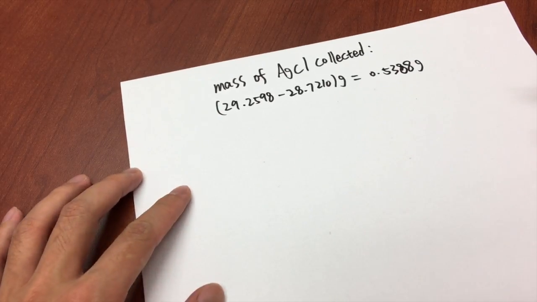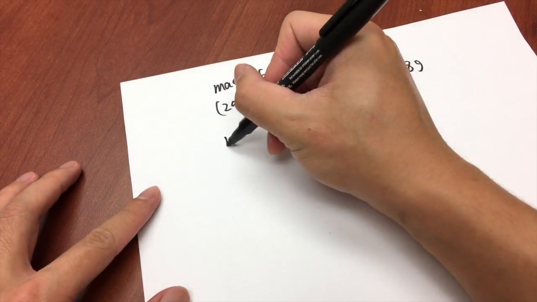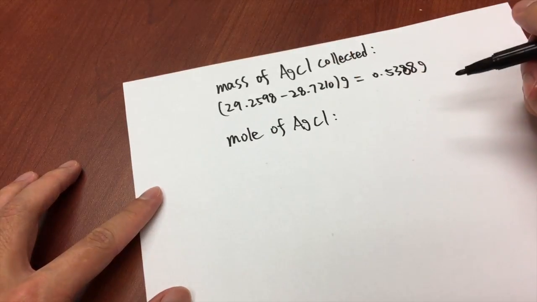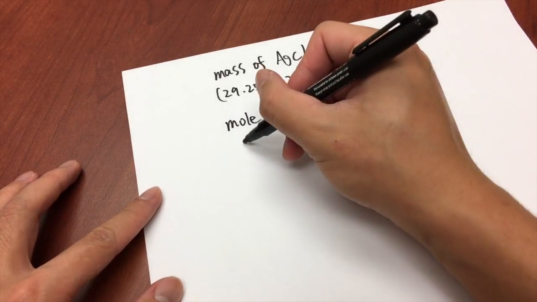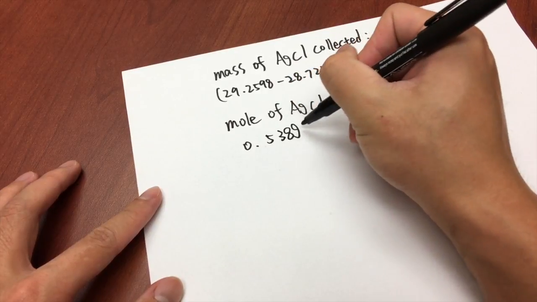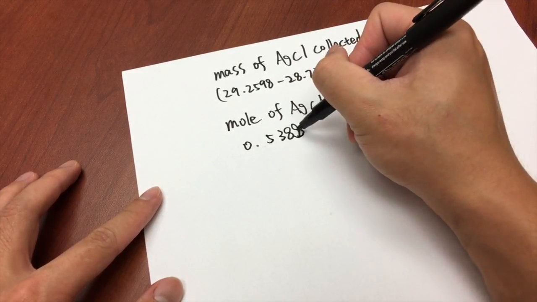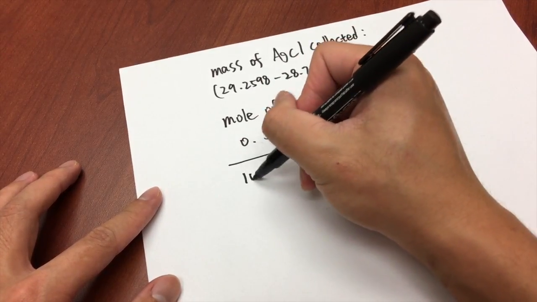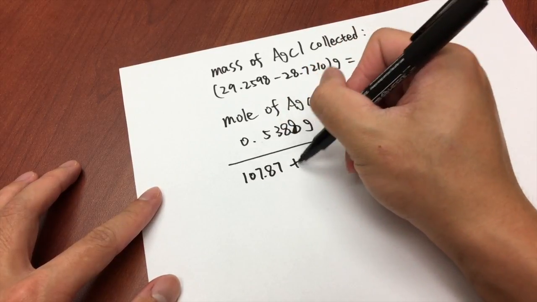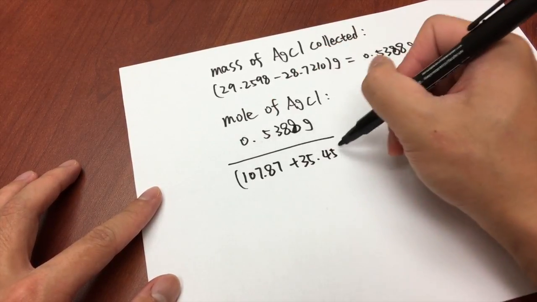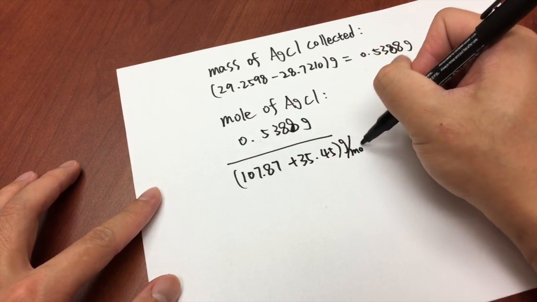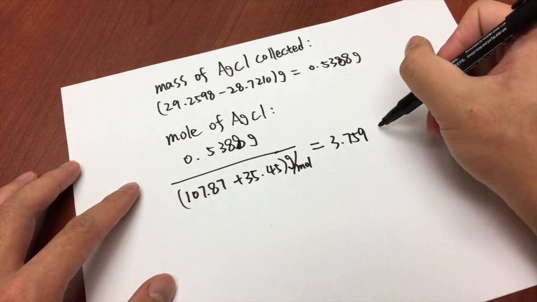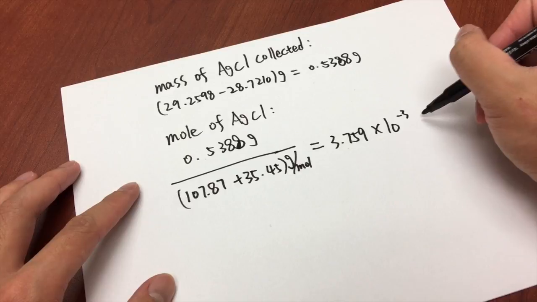Then we can calculate the moles. It is 0.5388 grams over the molar mass, 107.87 plus 35.45 grams per mole, and it is equal to 3.759 times 10 to the negative 3 mole.